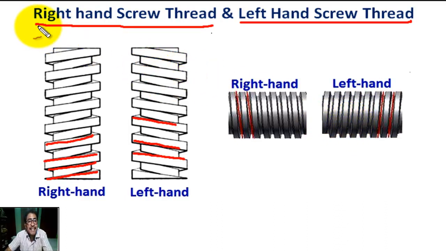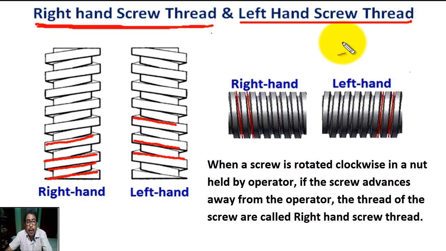Now, what is a right hand screw thread? If the operator is positioned in this direction, this is the operator. When a screw is rotated in the clockwise direction in a nut held by the operator, if the screw advances away from the operator, the threads of the screw are called right hand screw threads.